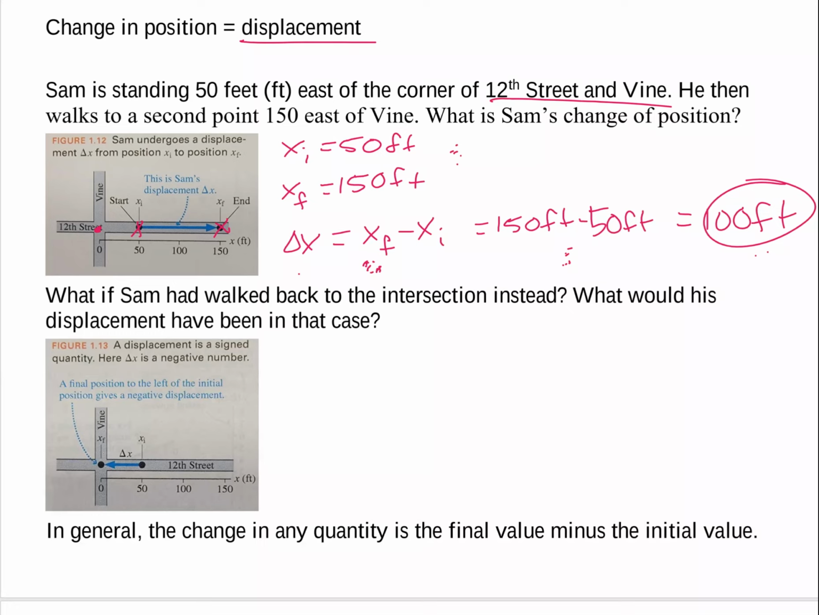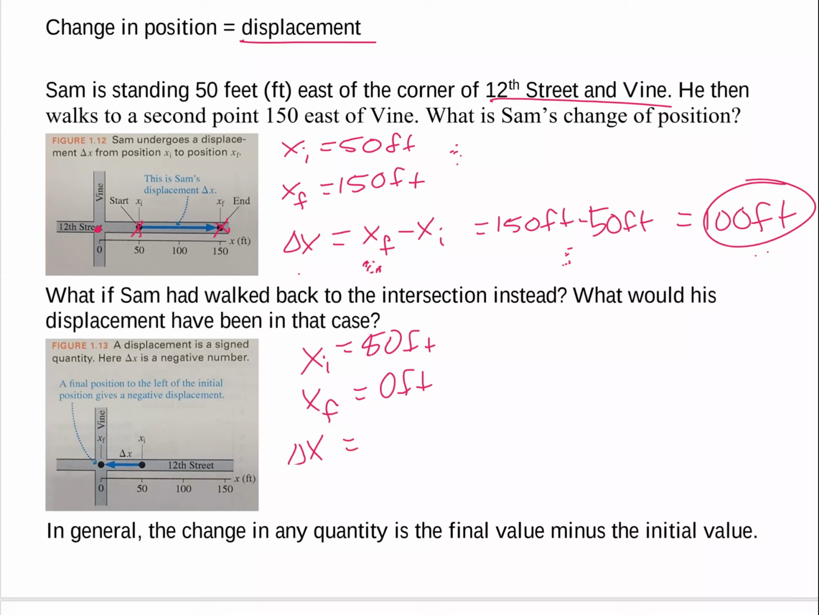Okay, what if Sam had walked back to the intersection instead? What would his displacement have been in that case? Negative delta x equals 50. No, write down what we know. So x sub i is 50 feet. That's right. So then x sub f is 0 feet. That's right. So then delta x equals 0 minus 50, which would be negative 50 feet.